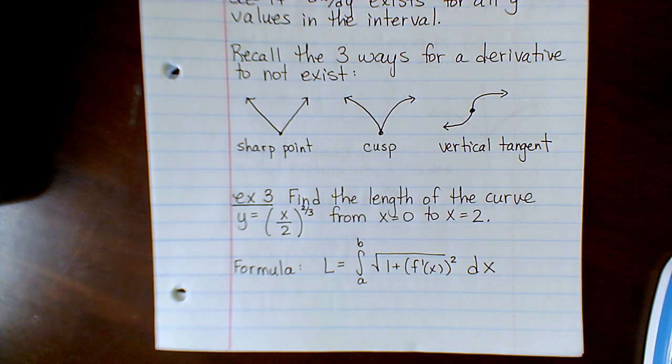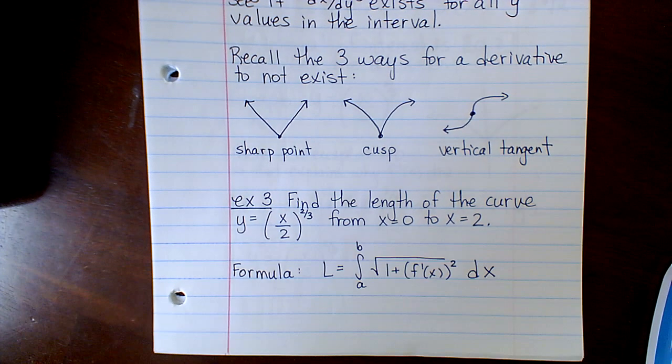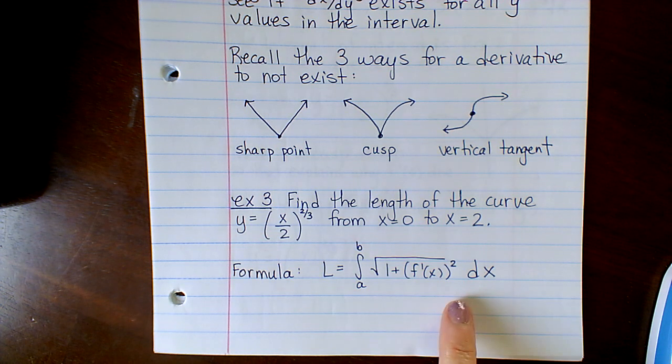All right, so let's find the length of the curve of y equals (x over 2) to the 2/3 from 0 to 2. There's the formula I'm going to use. So you guys know what I'm going to do first. I'm going to find the derivative first.